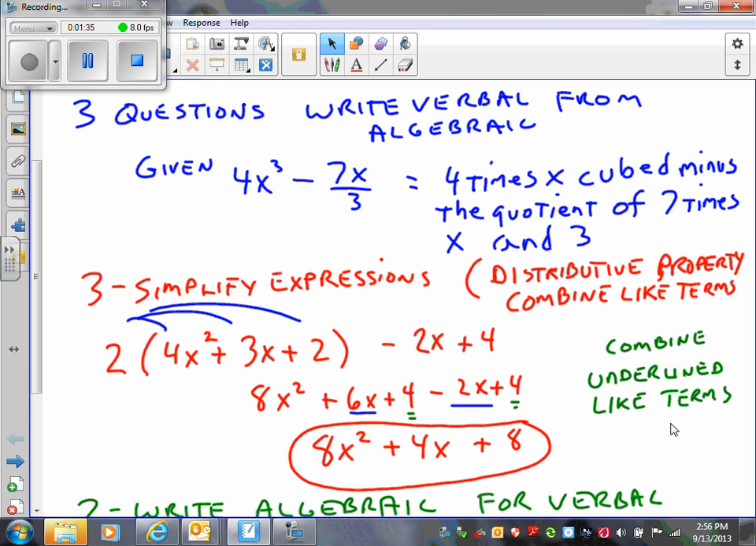So then we combine like terms, and I underlined those to help you see 6x and minus 2x are like terms because they both have x. The 8x squared is not because it's got that squared. They have to have the same variable and the same exponent. 6x minus 2x is 4x. 4 plus 4 is 8, and we still had that 8x squared. So our answer is 8x squared plus 4x plus 8.